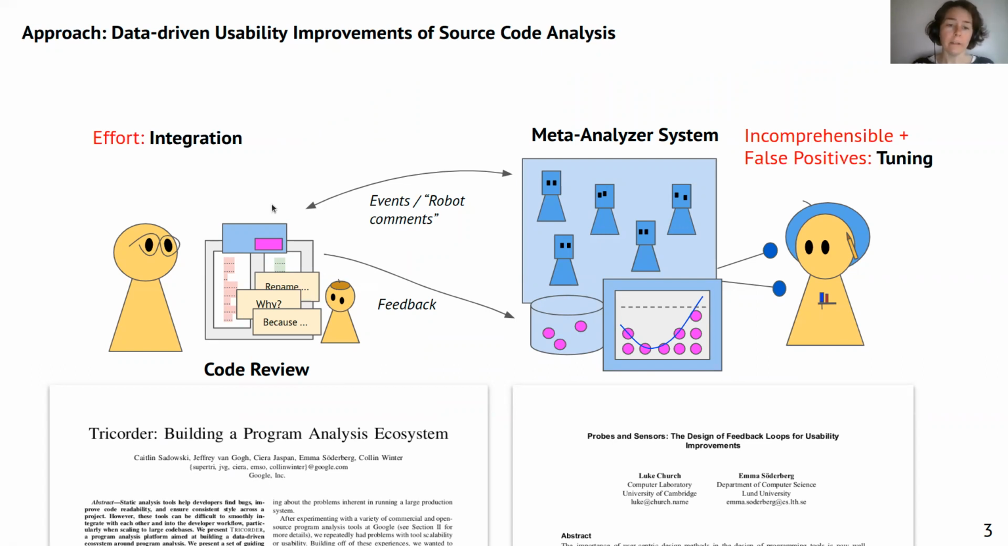On top of that, there's a little "not useful" button on these results, which allows developers to say, in the context where they see the robot comment, that this is not useful to them for one reason or another. By clicking that button, which is something we refer to as a probe, feedback is gathered over here in this system, which is an illustration of the Tricorder system, what you would call a meta-analyzer system.